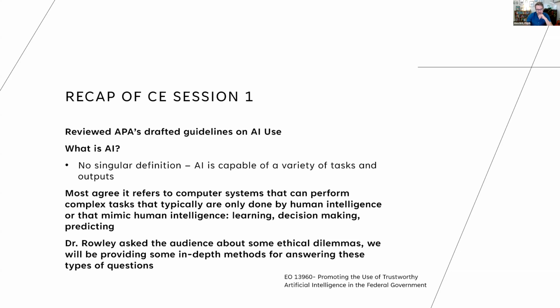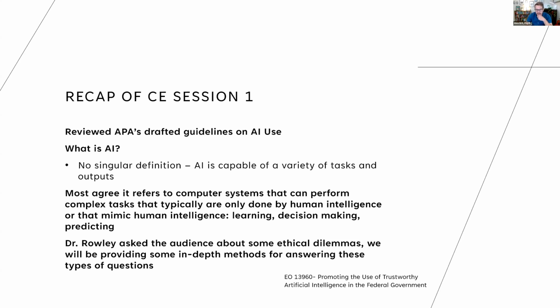Also, we defined what is AI, identifying that there's not a singular definition here. AI is capable of a variety of tasks and outputs. Most agree it refers to computer systems that can perform complex tasks that typically are only done by human intelligence or that mimic human intelligence, learning, decision-making, and predicting. So I just wanted to bring back this definition so we all have a shared concept of what we're talking about when we say AI.